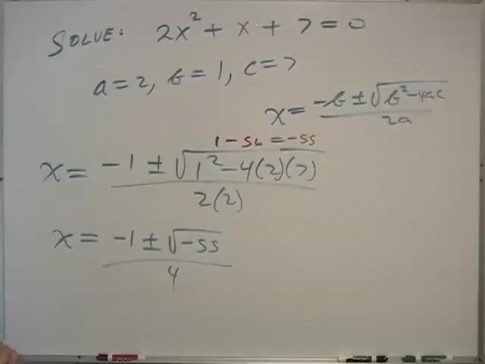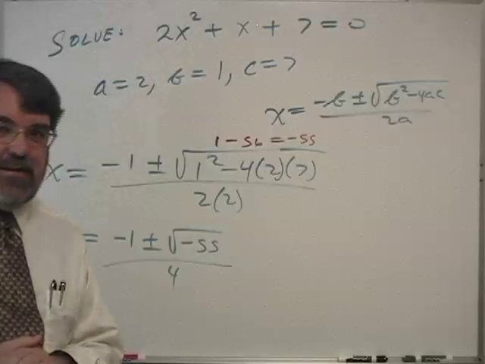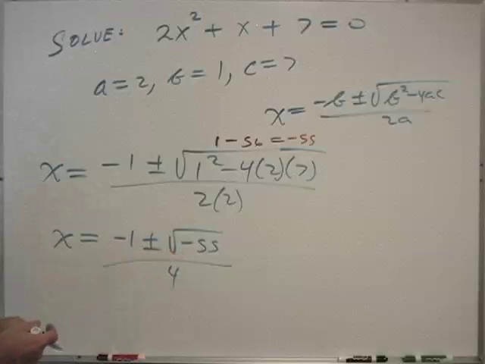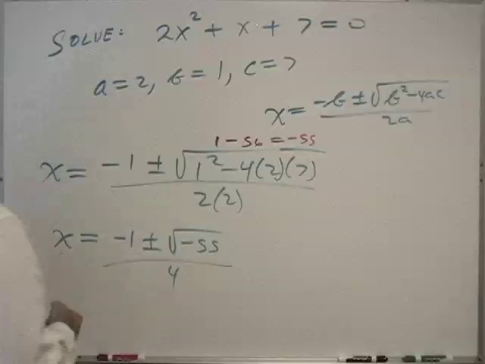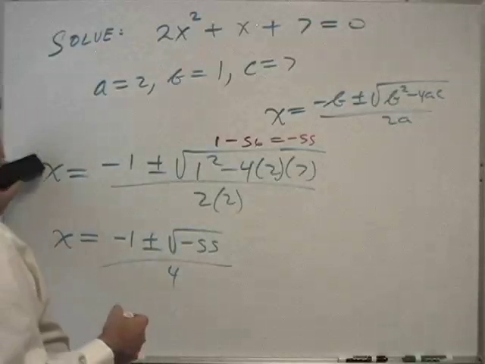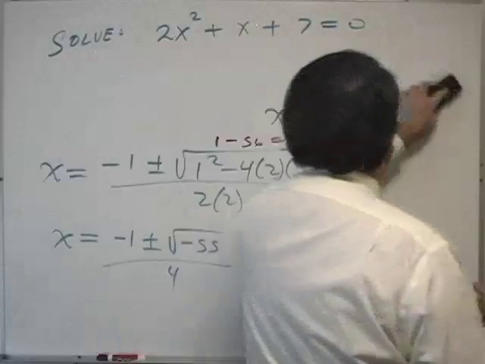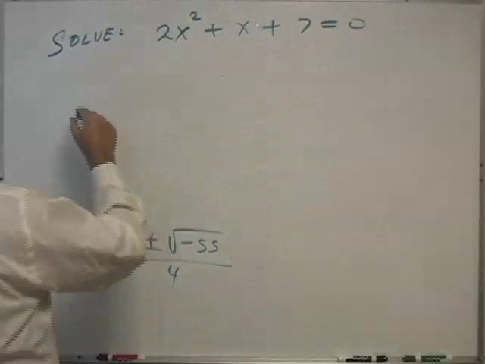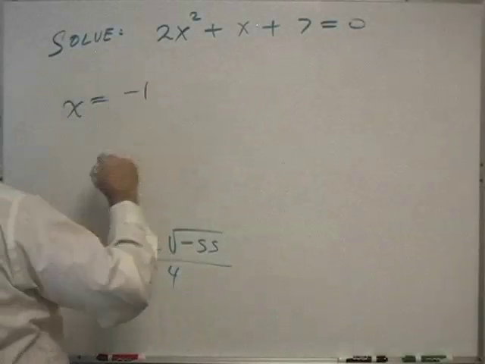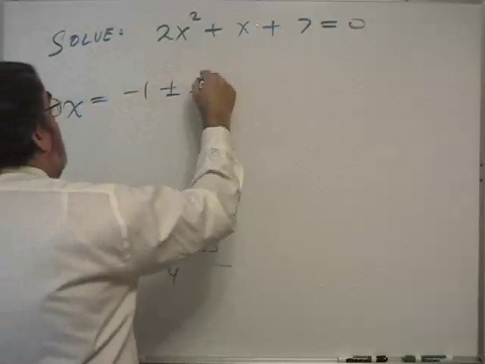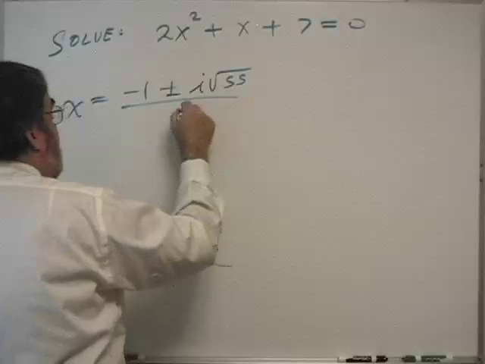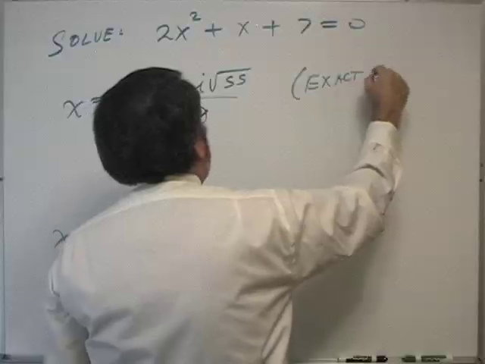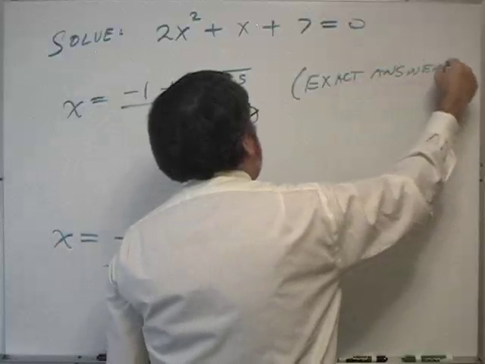So we're about ready to write the exact symbolic answer, because I can factor out the i from the square root, but the square root of 55 does not simplify. I can't reduce that. So let me write the answer up here. x equals negative 1 plus or minus i times the square root of 55, divided by 4. And again, this is the exact symbolic answer.